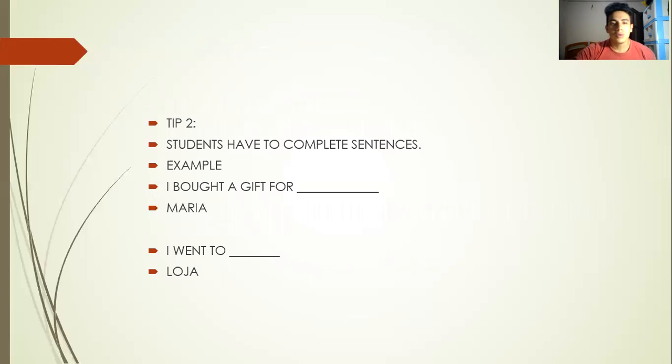The tip number two is that the students have to complete sentences with the oblique objects. As in this example, I bought a gift for, and they have to complete Maria. I went to, and they have to complete Loja. This is because Maria is the oblique object because it's after the preposition for. And also in the last question, Loja is the oblique object because it's after the preposition to.